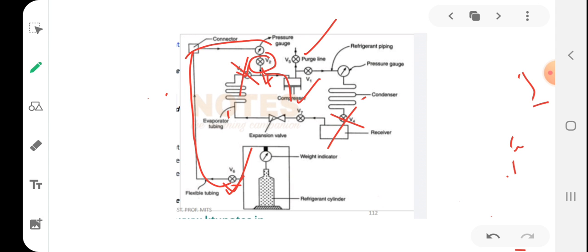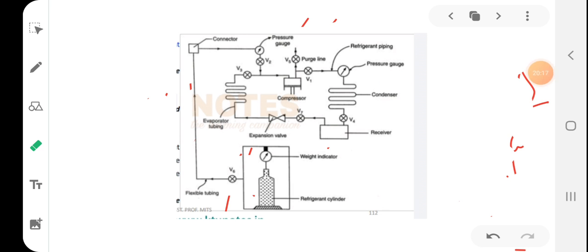Stop the compressor when the required quantity of refrigerant has entered the system. You can stop the compressor. After stopping the compressor, you can close V2 and V6. So now refrigerant is completely added into the system. If a sufficient quantity of refrigerant has entered the system, now you can close V6 and V2, and now proper working of the VCR system can be started.